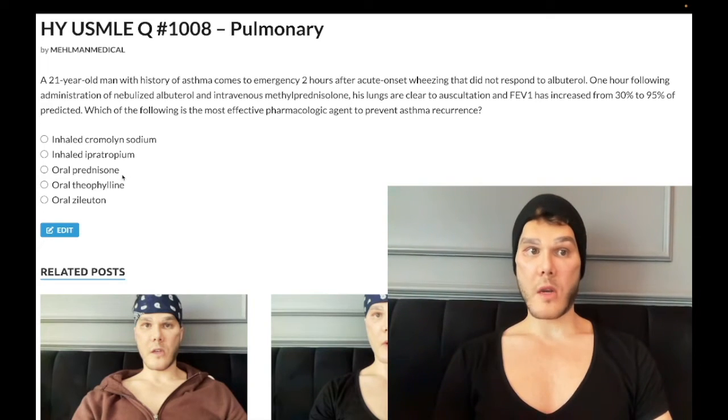So oral prednisone is last resort for all intents and purposes. We don't want to use oral prednisone early on in the drug sequence. It can cause Cushing's syndrome. It can cause delayed bone growth in children, but it's most effective.